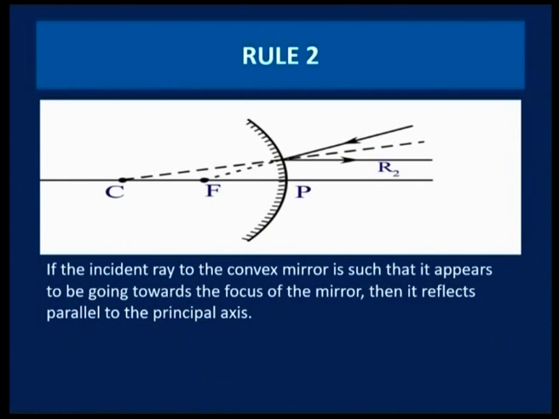Similarly, let us look at the second rule. The second rule will be the converse of the first rule. Now you can see here, this is the incident ray, children, coming obliquely. If the direction of the incident ray is such that it appears to be going towards the focus, then it passes parallel to the principal axis after reflection. So, it is the converse of the first rule. If the incident ray to the convex mirror appears to be going towards the focus of the mirror, then it reflects parallel to the principal axis.